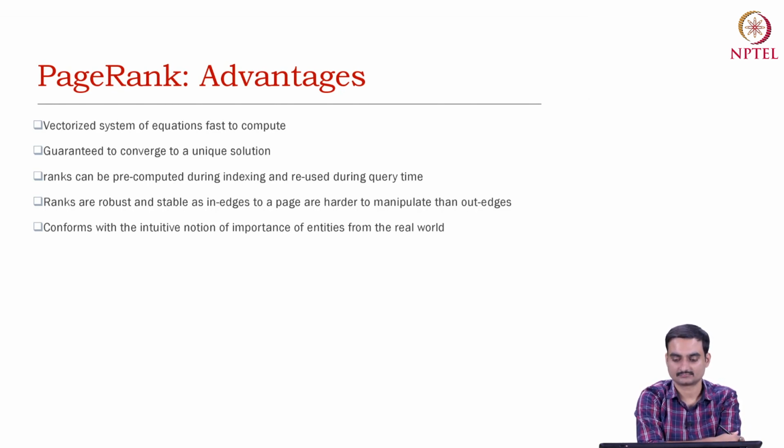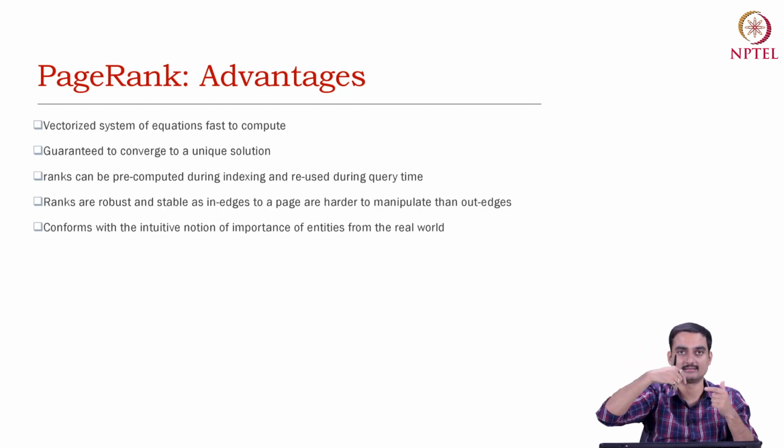The other advantage is that it may be considered a robust metric, because it all depends on the inward edges. If a node has more inward edges, its importance will increase. So, inward edges are something which is difficult to manipulate. Therefore, this is kind of robust.